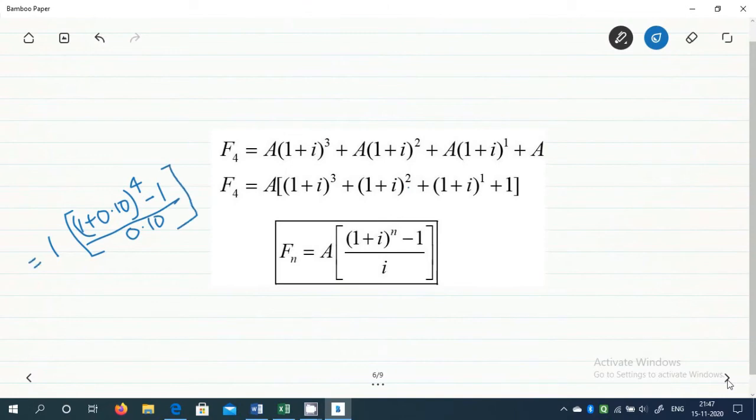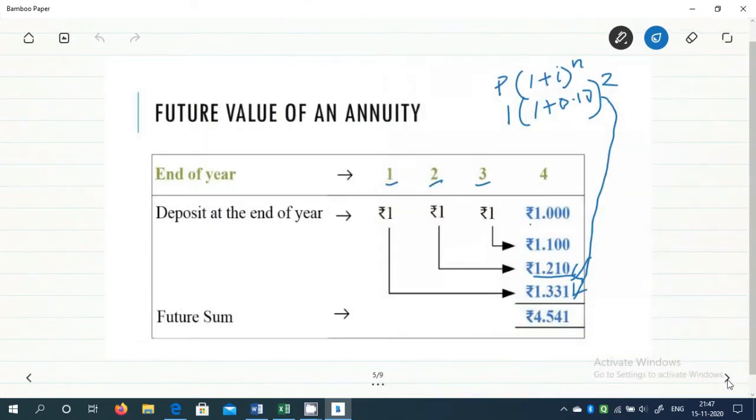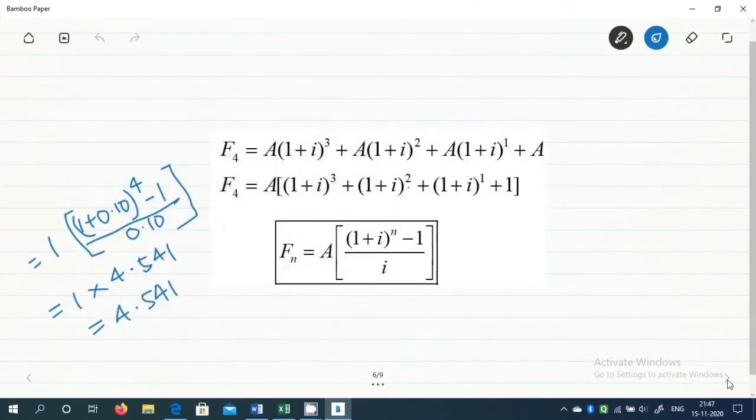So if I calculate this one, then I'll find 1, and this value would come to 4.641 into 4.541, and this one becomes 4.541. That is this one, 4.541. You can use a calculator and find out this value. Okay, so this is about the future value of an annuity.